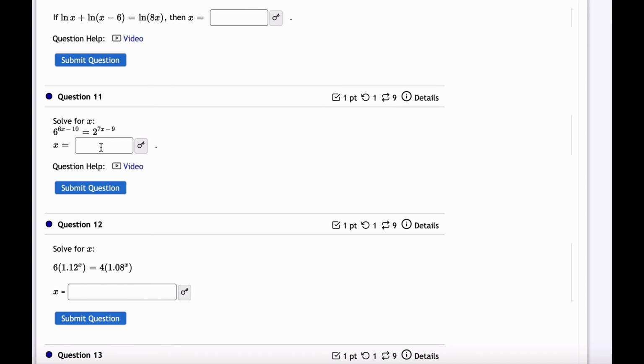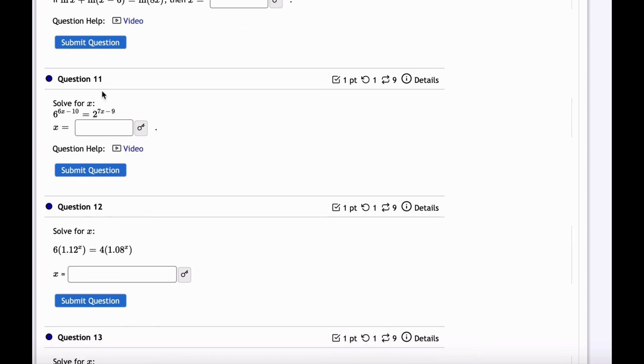Question 12 is almost identical to question 11. The only difference is in 12, we have these coefficients as well. So the method used on 11 will almost be the same as the method used on 12, except now, if you take, I don't know, the natural log of both sides of the equation, you'll have the natural log of 6 times 1.12 to the x power. So you can't bring the x down in front. You have to first use your first log rule before you can use your third log rule. That'll happen on both sides of the equation.